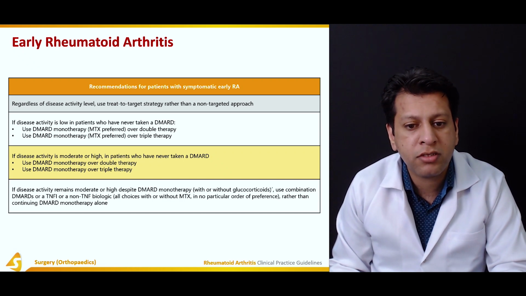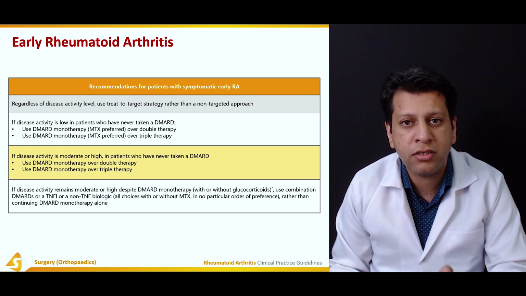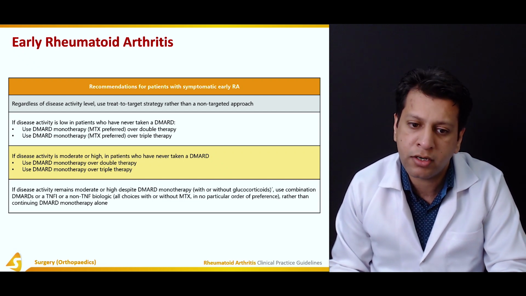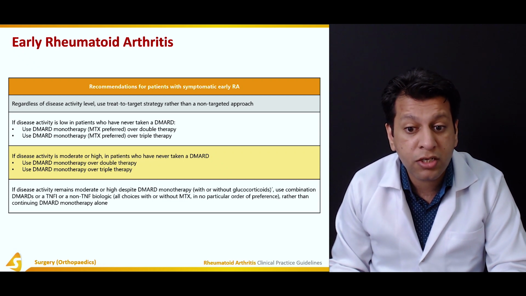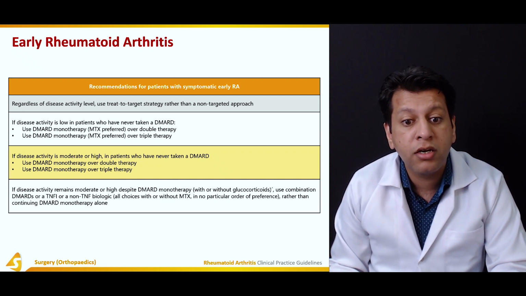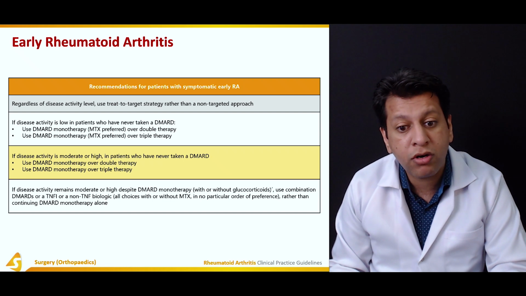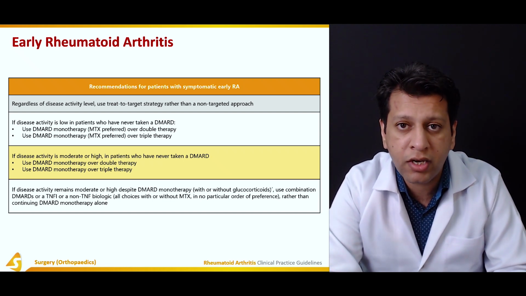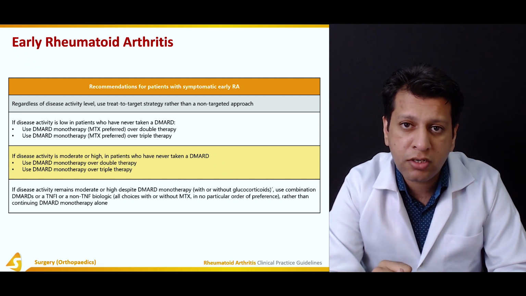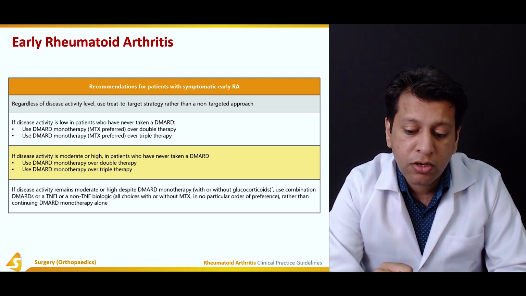The same thing is that whether it's low, moderate, or high, we have to start disease modifying anti-rheumatic drugs. If disease activity remains moderate or high despite DMARD monotherapy with or without glucocorticoids, use combination DMARDs or TNF inhibitors or non-TNF biologics. Now, this is something if there is a high activity and the patient has been initiated with DMARDs. Now, there are two ways.